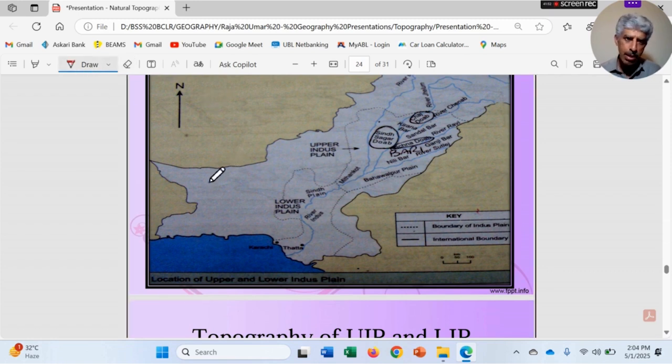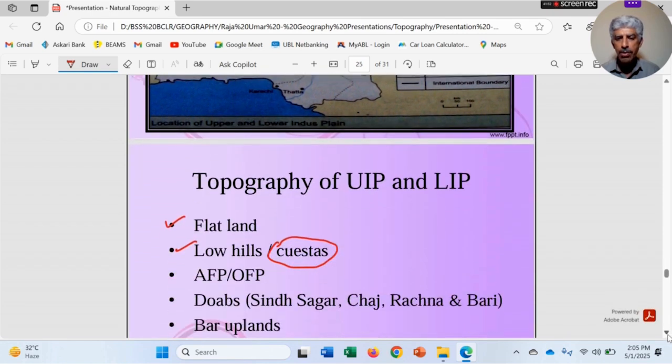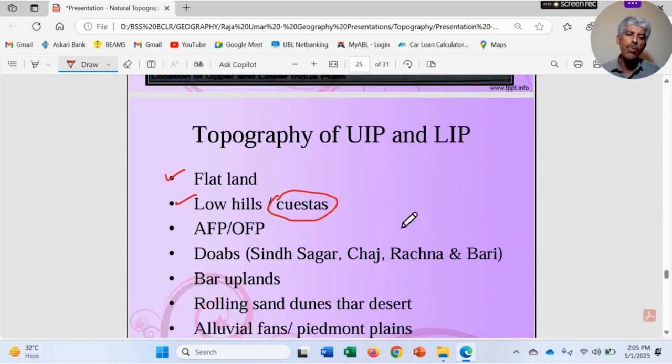Definition: sharp slope on one side and gradual on the other. Composition: composed of limestone ridges, and the names Ganju Takkar and Rohri Cuestas. So this is the land feature over here, and it is one of the classifications of Indus Plain.